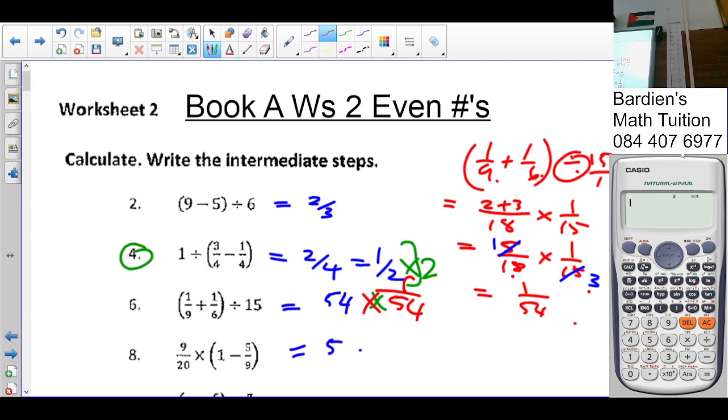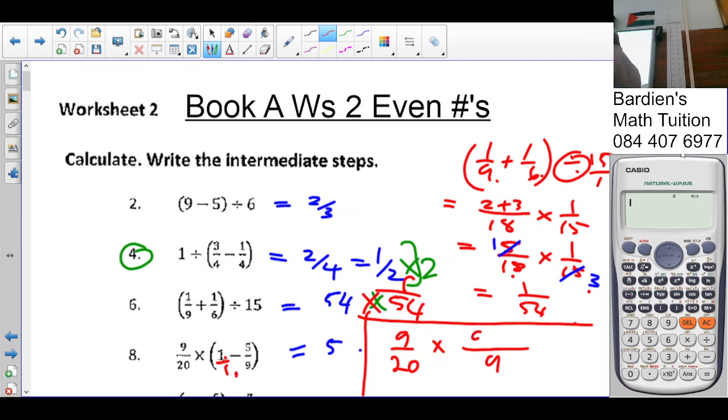Right? No problem, I'll do it. It's going to be 9 over 20 times, what's your LCM? 9. So that's over 1. You times this by 9. So 9 times 1 is 9. You must multiply that by 1. So it's going to be 5. So it's 9 over 20 times 4 over 9. That cancels, not so? 4 going into 4 is 1, 4 going into 20, 5 times. So it's 1 times 1 is 1, 5 times 1 is 5. So the answer is 1 over 5.